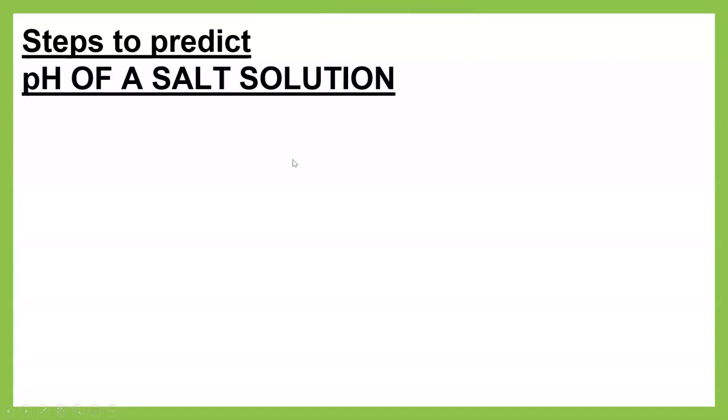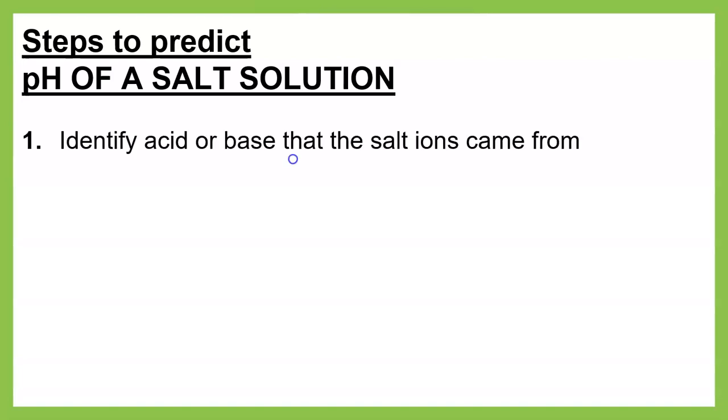So, when we have salts and we want to know the pH of that solution, there's a lot of steps here, okay? First, you have to figure out where those salt ions came from. Where'd the cation come from? Where'd the anion come from? Which acids and which bases are we talking about here?